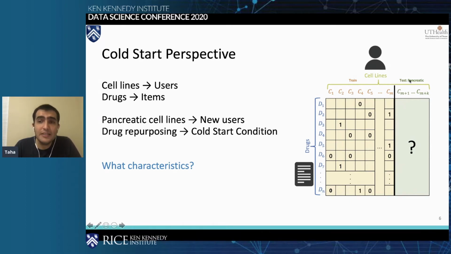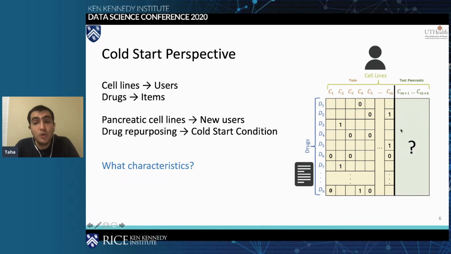Then, for pancreatic cell lines, for which we don't know the proper drugs and want to rank drugs based on the information of the trained dataset, which is the cell lines of other cancers, we need to use this information. Pancreatic cancers can be interpreted as new users in our scheme. Then drug repurposing would be a cold start condition, when we don't have any RI value here.